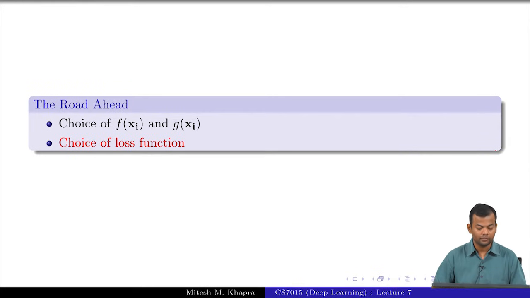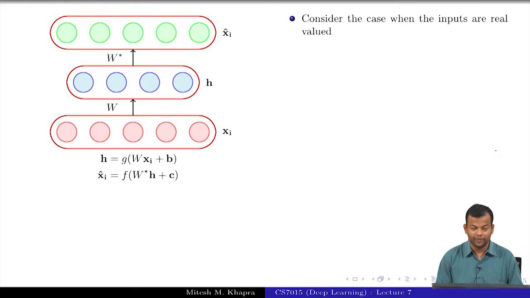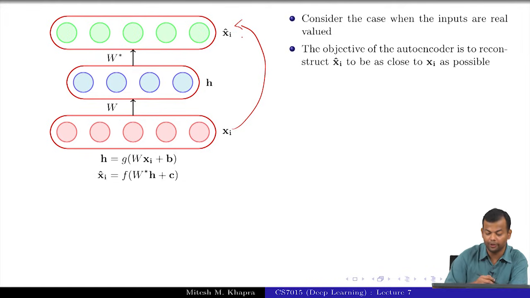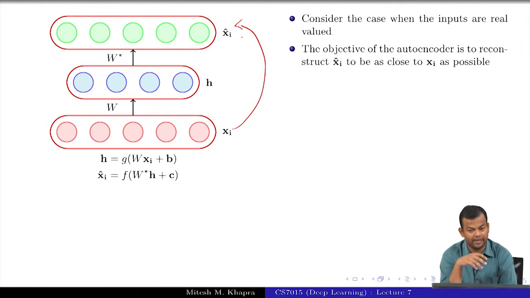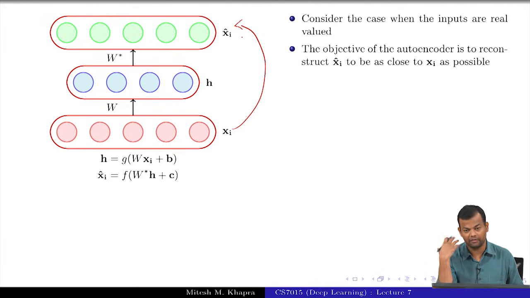Right? Okay. So the next thing that we look at is the choice of the loss function. Again, we will consider both the cases: the first case is when the inputs are real valued, and the second case is when the inputs are binary. Okay. So let us look at the real case first. Here the objective of the autoencoder is to reconstruct x hat i to be as close to xi as possible. We have actually seen something similar before when we were talking about regression. Now you want to produce real valued outputs and they should match your real valued inputs.